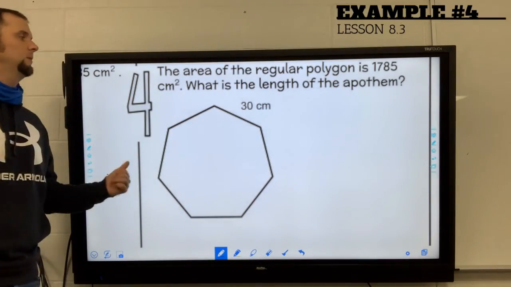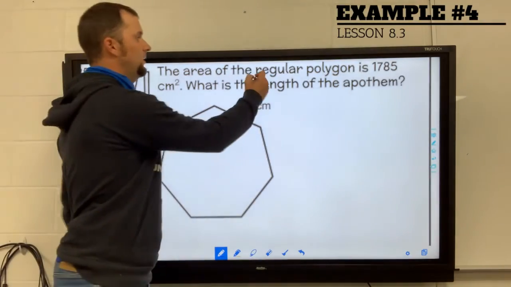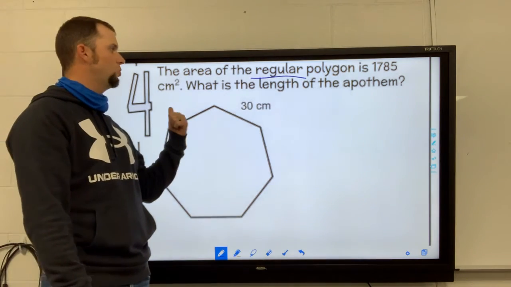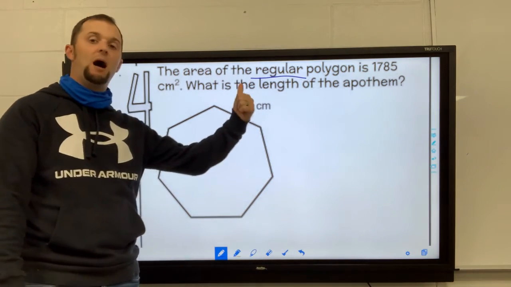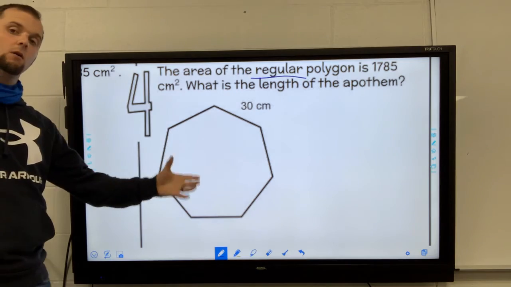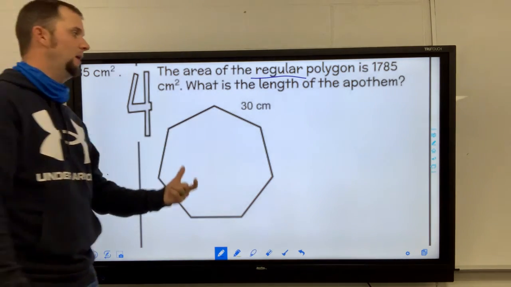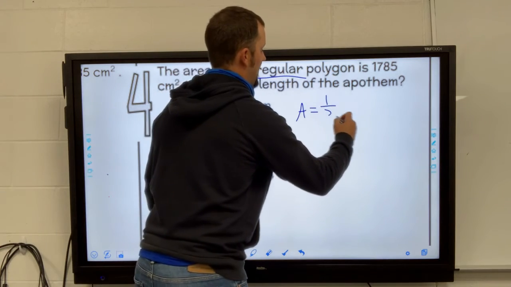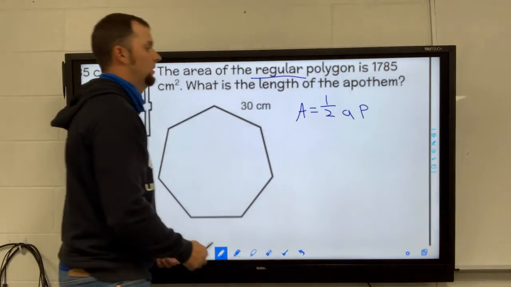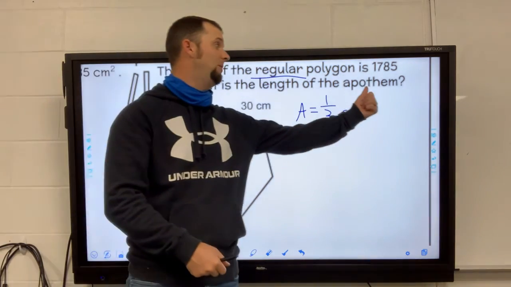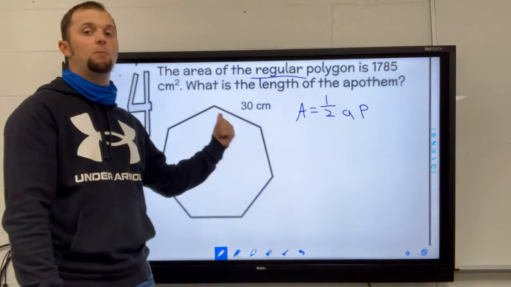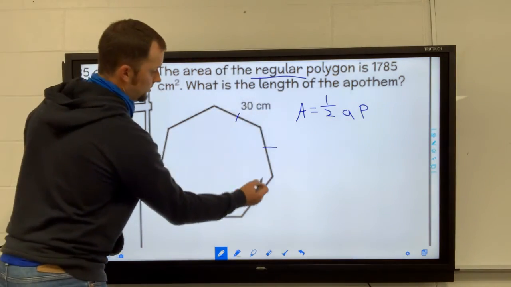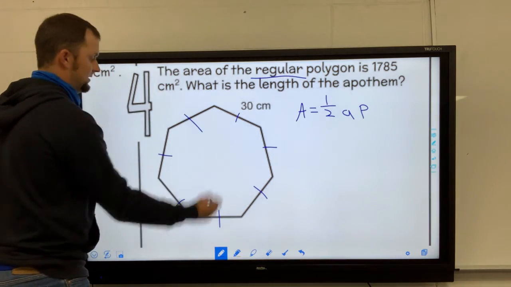All right, lastly on example number 4, it says the area of the regular polygon again is 1,785 centimeters squared. What is the length of the apothem? Right now they're giving me the area of a regular polygon. So automatically I know the area of a regular polygon is 1/2 the apothem times the perimeter. That means I'm needing to find the apothem. I can already find the perimeter because I'm given one side length. So right now I know there's 1, 2, 3, 4, 5, 6, 7 sides.